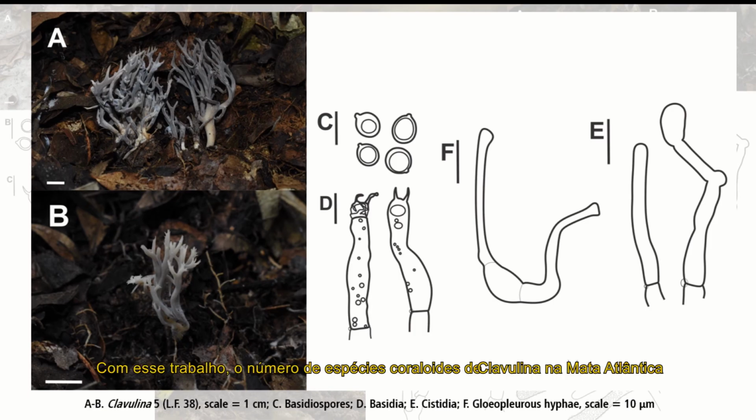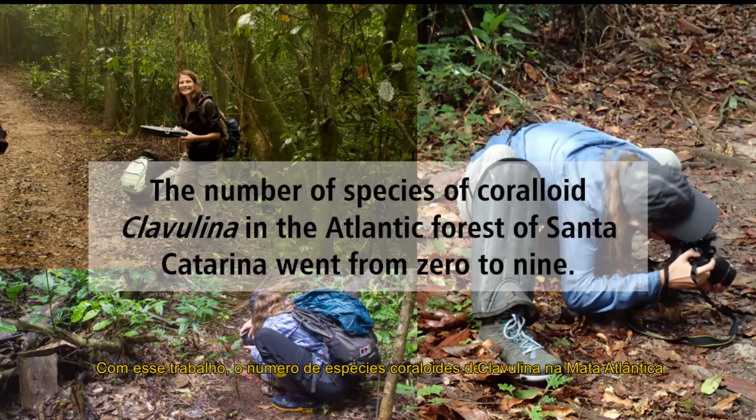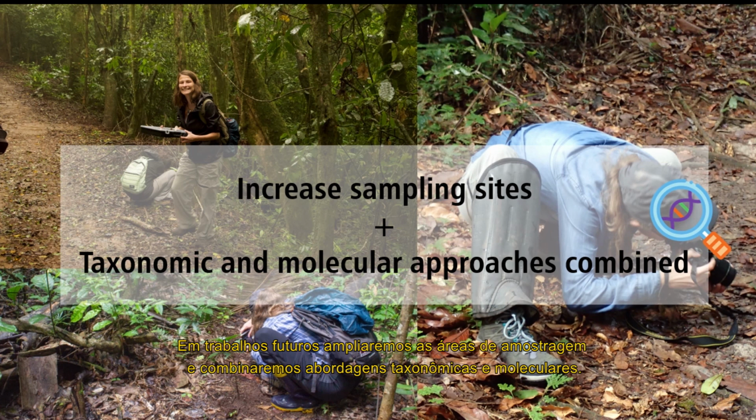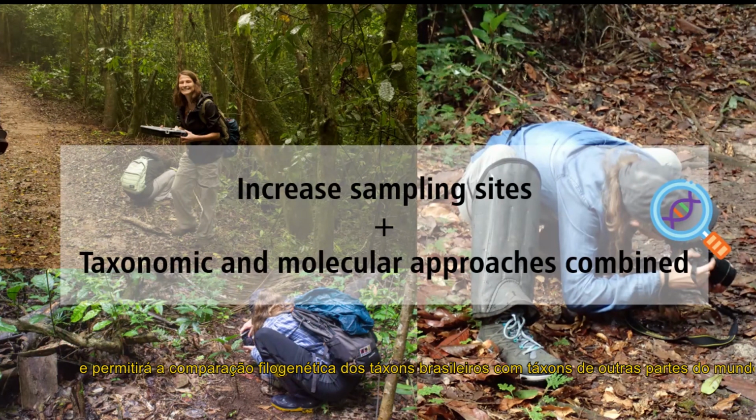With this work, the number of species of coralloid Clavulina in the Atlantic forest in Santa Catarina went from 0 to 9. The genus is fairly common in the area, and we expect to find a large diversity. Future studies will include more sampling sites and combine taxonomic and molecular approaches. This will help to better understand the diversity and distribution of Clavulina in the Atlantic forest and allow us to phylogenetically place the taxa from Brazil among taxa from other parts of the world.